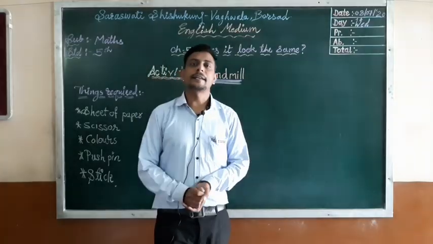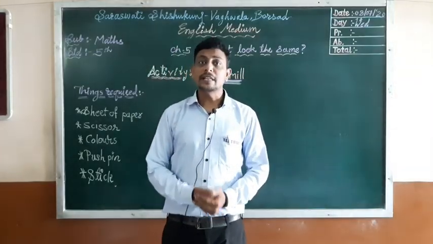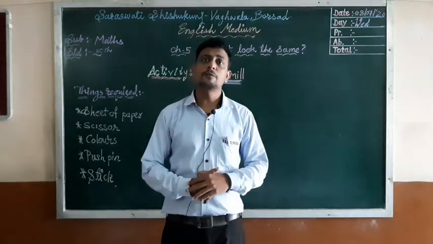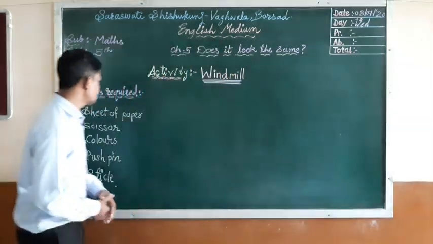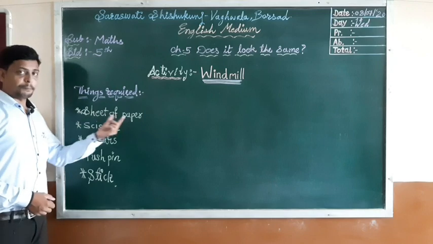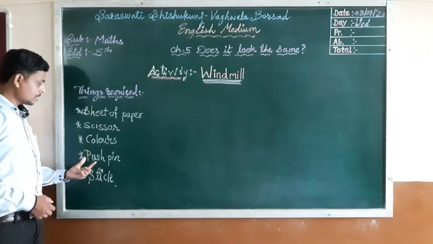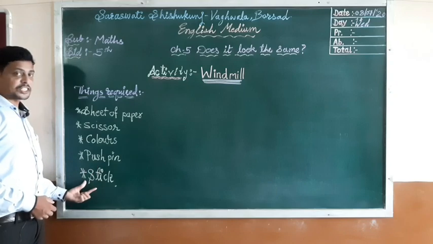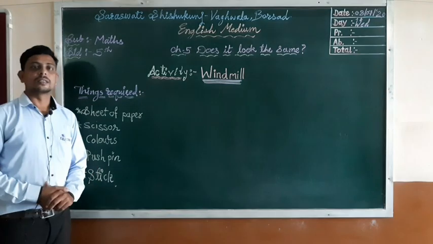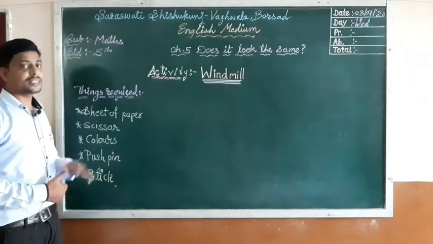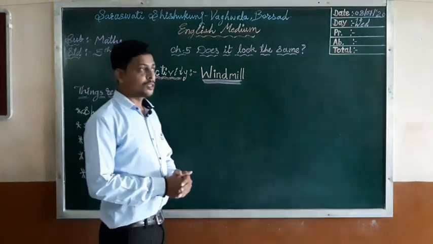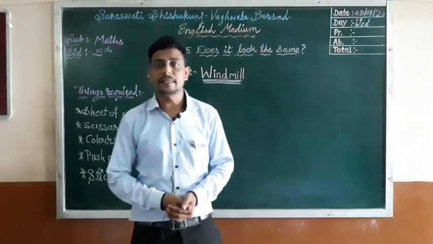Okay, let's start an activity. What are the things required for the activity? So which are they? Let's see. Sheet of paper, scissors, colors, push pin and stick. These many things you require for this activity. So let's begin the activity.